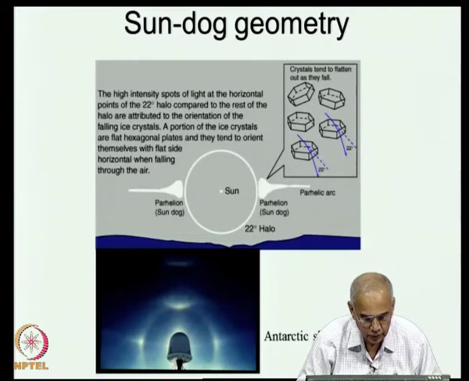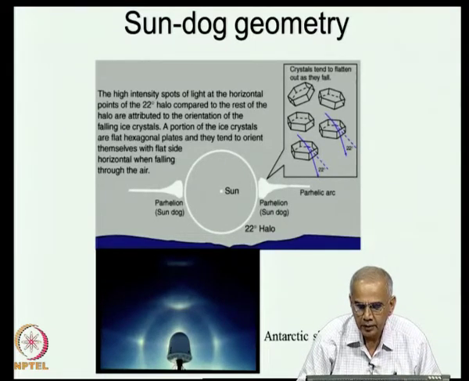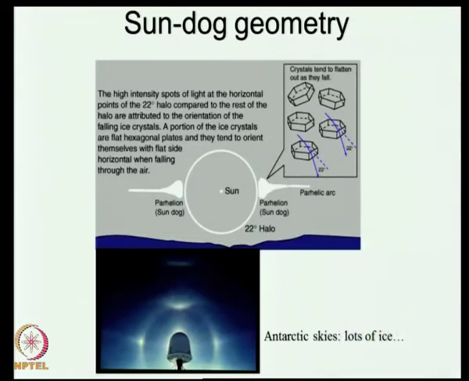And the sun dog geometry is explained more clearly here. When you have a flat crystal, the ray entering at the top and exiting at the side will do a 22-degree change in direction. So, it is caused by hexagonal flat plates, and when the flat plates are falling horizontally in the air, they cause the sundog phenomena.